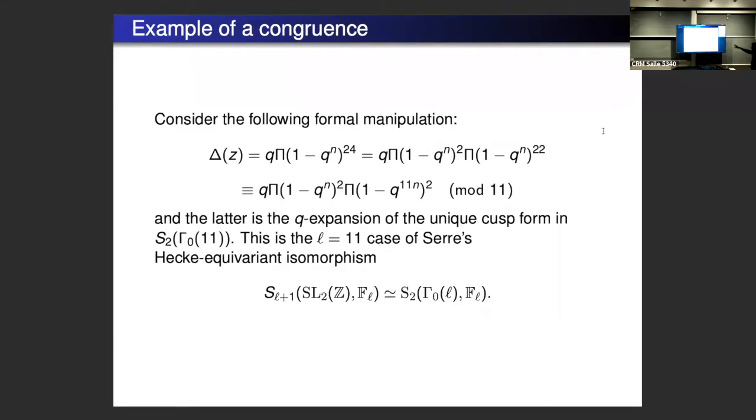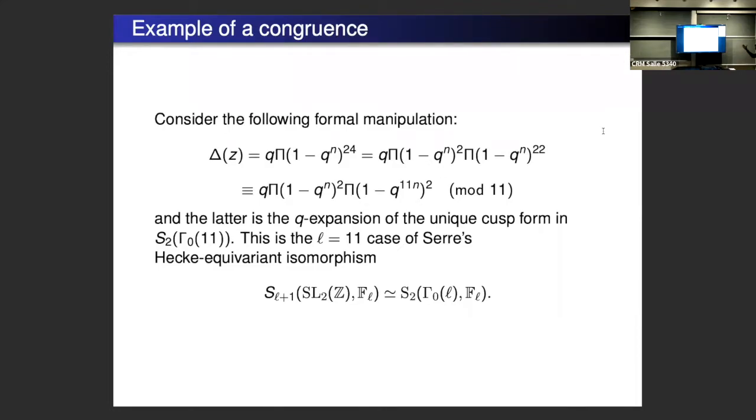They started a systematic study of congruences between modular forms, right? So for example, here's a congruence which I think Swinnerton-Dyer probably observed. If you look at the delta function, which is a weight 12 modular form of level 1, you can do some Fermat's little theorem kind of manipulation, right? You can write 1 minus q^n to the 24 as 1 minus q^n squared times 1 minus q^n to the 22. And then mod 11, you can put the 11 inside by the binomial theorem or something. And you get another q-expansion, the product of 1 minus q^n squared times the product of 1 minus q^(11n) squared, mod 11.